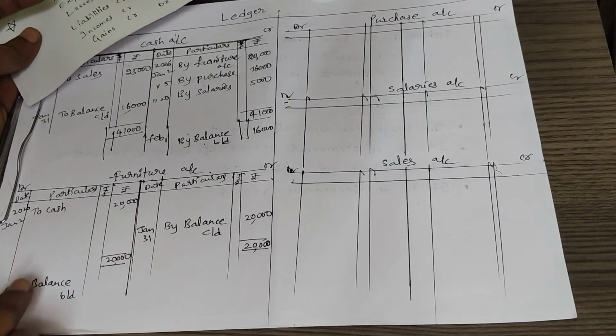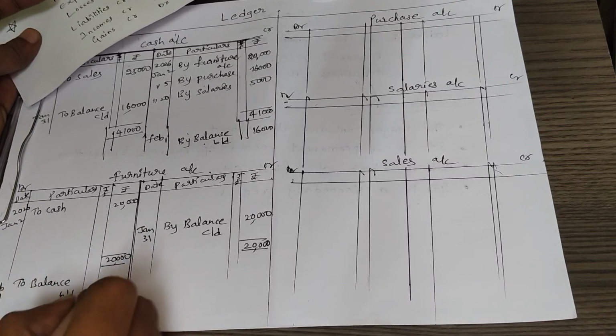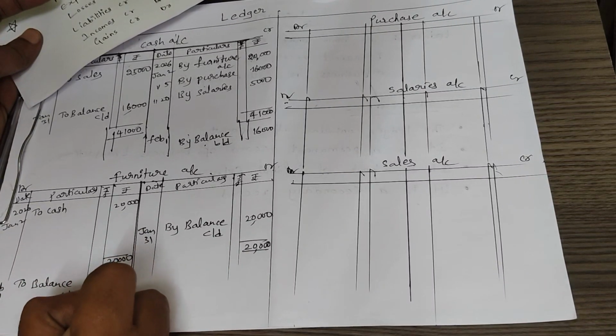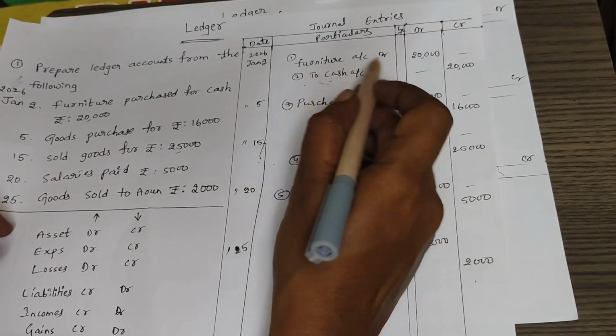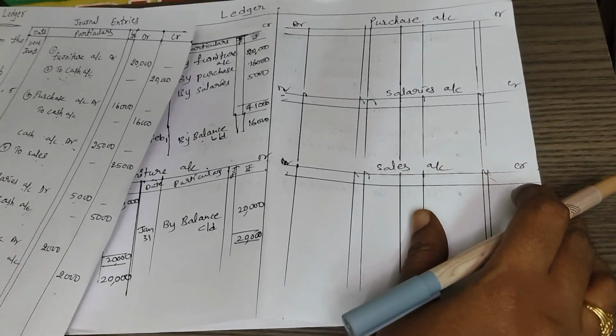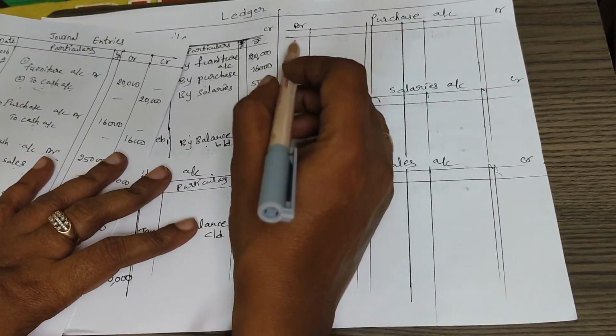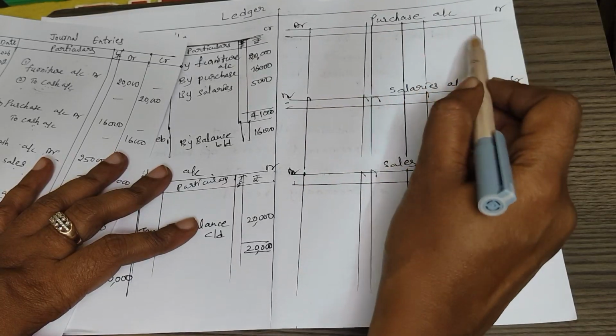Clear? Then what is the date? After January, we have February 1st. So what is the amount? 20,000. Okay. And next, so cash account is completed, furniture account is completed, now purchase account. Here we have the purchase account. Here we need to write date, particulars, JF, amount column, credit side also the same.